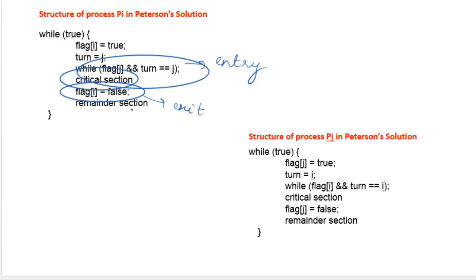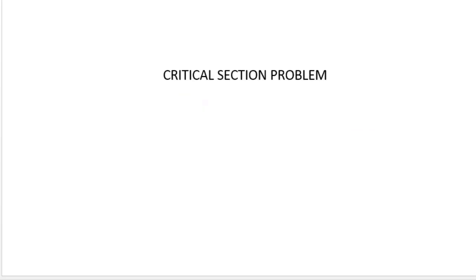As I said, any process can enter the critical section only when the other process's flag is set to false or its turn should be set to true. This means Pi can enter into the critical section only when either flag of j is false or turn is equal to i. Let me try and clear this area here.